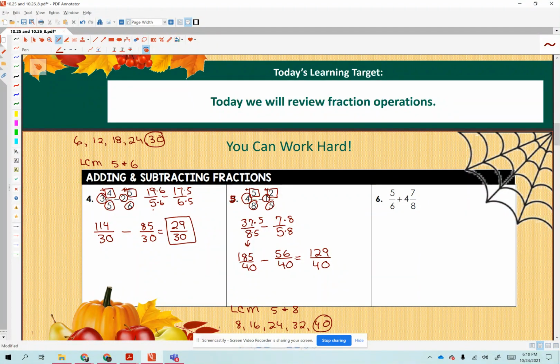Now let's simplify this answer to a mixed number. So we'll take 129, we'll divide that by 40. I know that 40 times 3 is 120. So that would give me a final answer of 3 9/40.